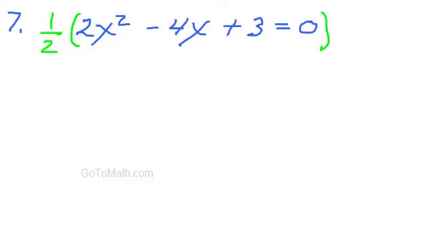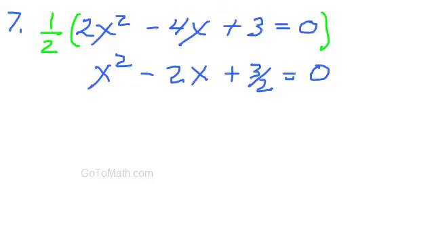So a half times 2, that gives me 1. And then a half times the minus 4, that will be minus 2. And then plus 3/2. And of course a half times 0 is just 0. So now that it's in the proper form, we go ahead, rewrite the x, bring this sign down.